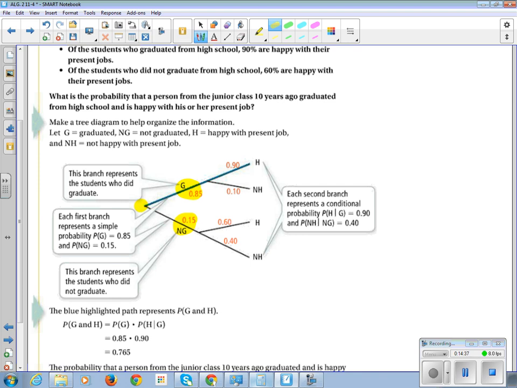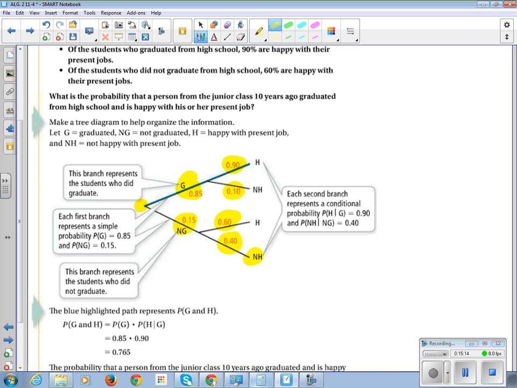Each first branch represents a simple probability. And then this bottom branch represents students who did not graduate. Each second branch represents a conditional probability: the probability of happy given graduated, and the probability of not happy given not graduated. So we had 90% happy, and the not happy has to be that other 10%. You have 60% happy here, the other is 40%.